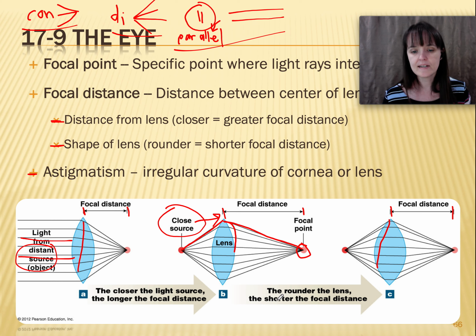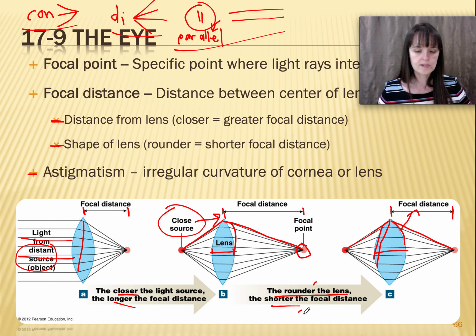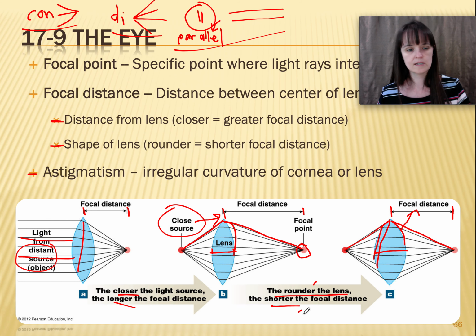Okay. And then the other thing we can do is make the lens rounder. So you can see this lens is thicker across than this lens. And when we make it rounder, we allow for a more angular refraction, and that shortens the focal distance. So the rounder the lens, the shorter the focal distance. So the closer the light, the longer the focal distance, and the rounder the lens, the shorter the focal distance. All right, so that was page 16.